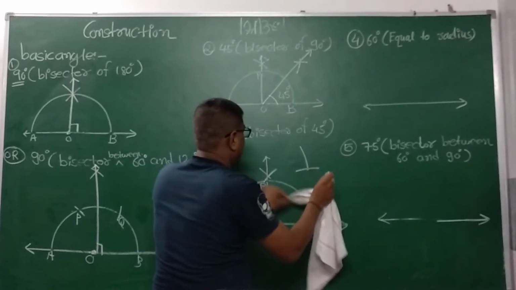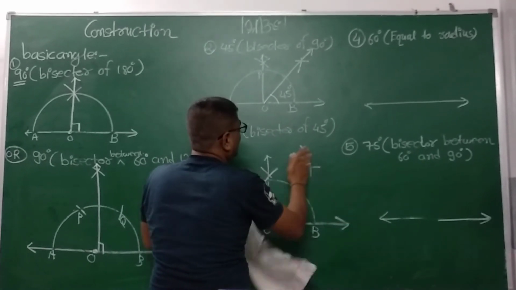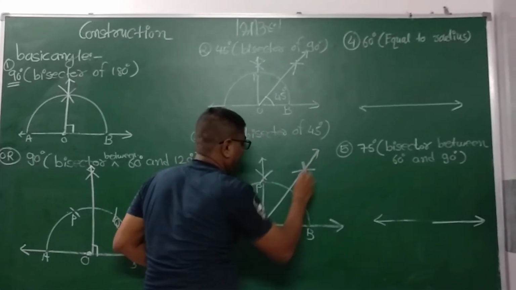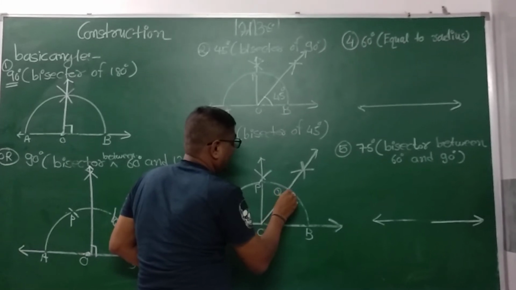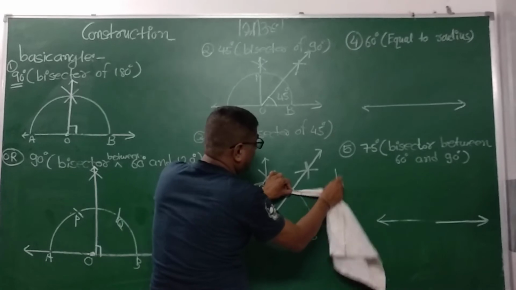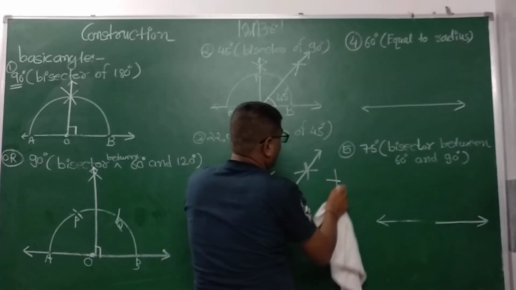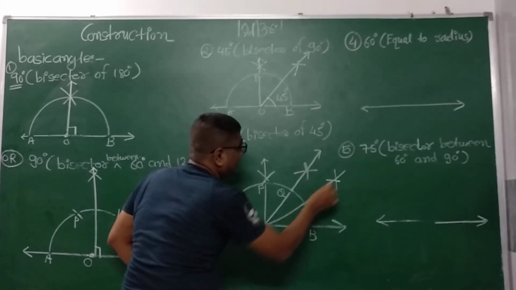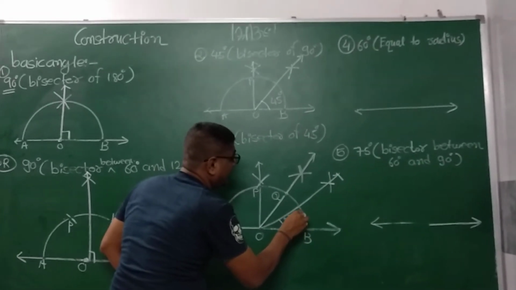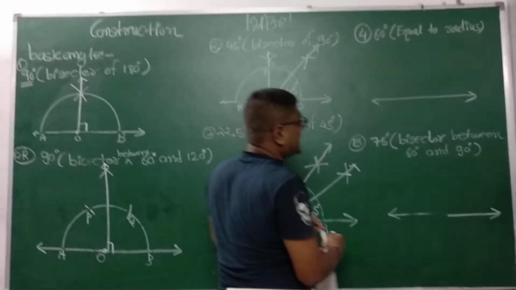Again we take the bisector. If it is not intersecting, and if it is more, then we have to draw it. This point Q is known as 45 degree. Again the bisector of Q and P, that is the bisector of 45, becomes 22.5 degree. These are the basic angles that you have been studying.